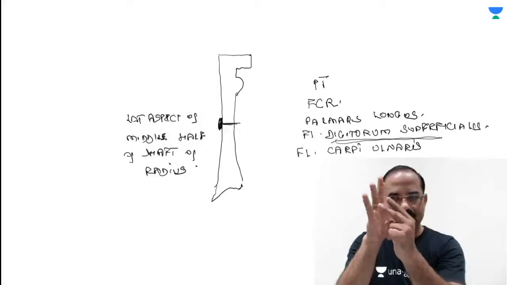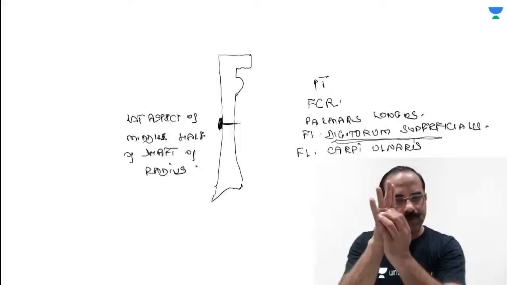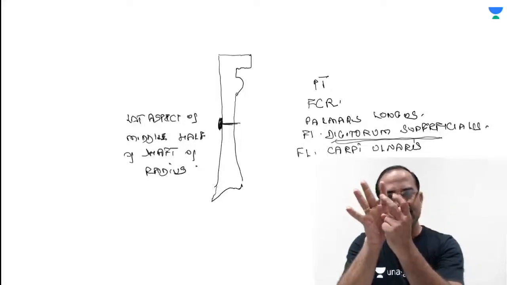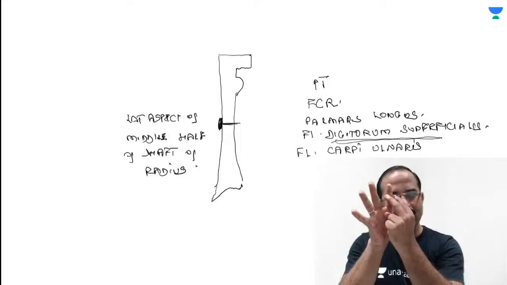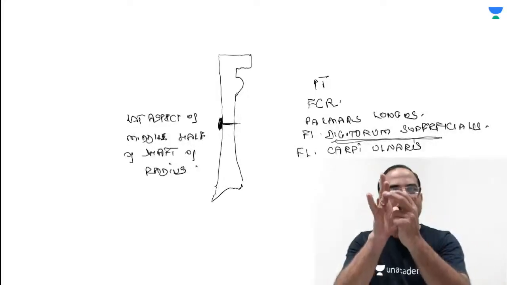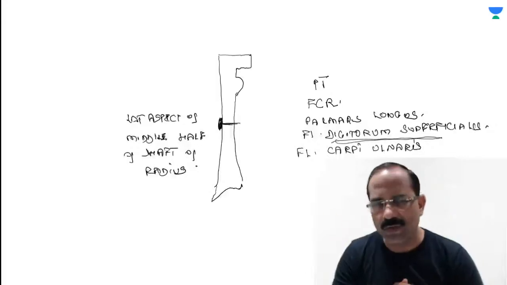At the base of the proximal phalanx, each tendon divides into 2 slips, and this is inserted on the base of the middle phalanx. Students, this is extremely important.